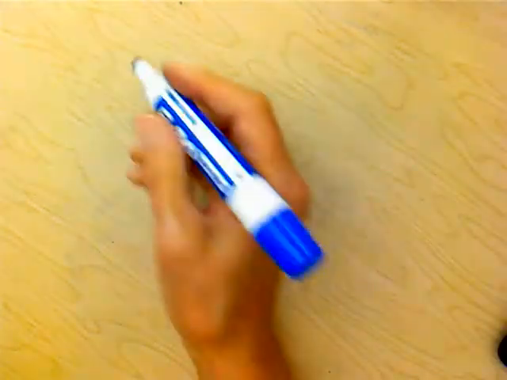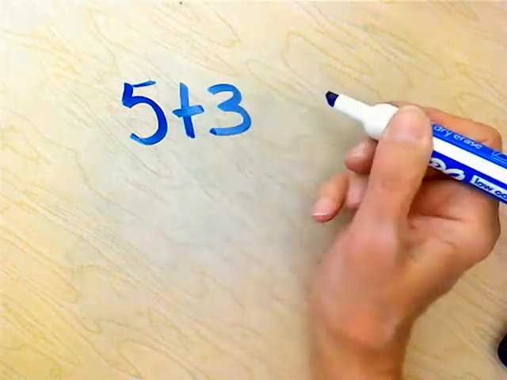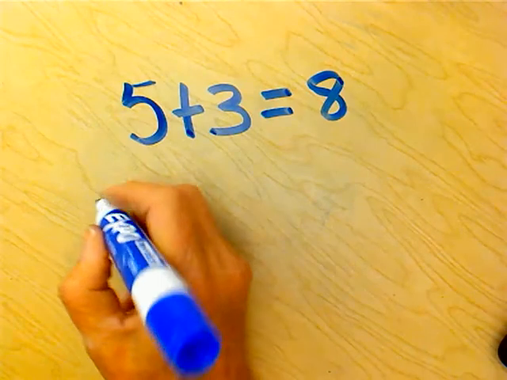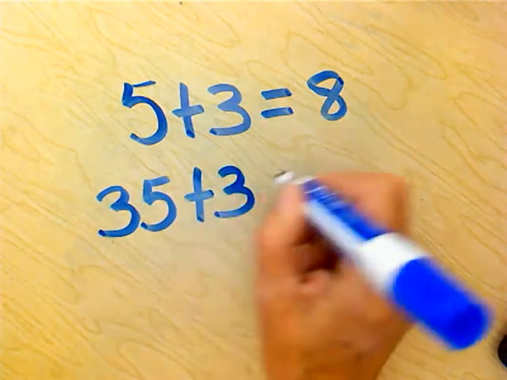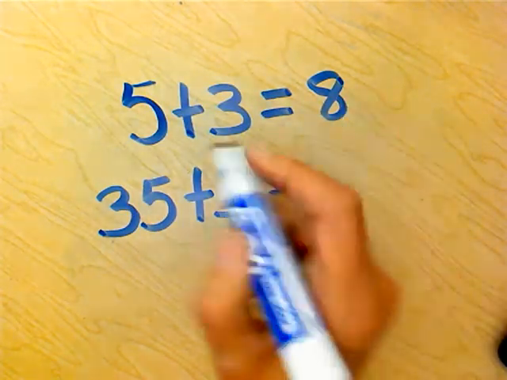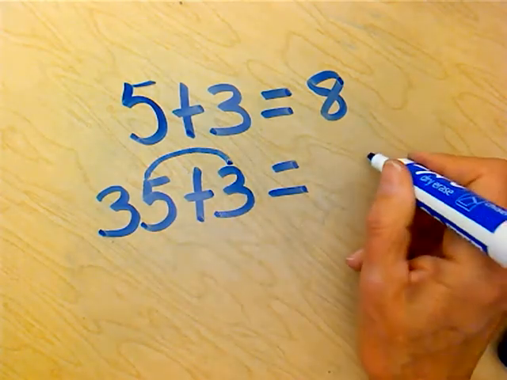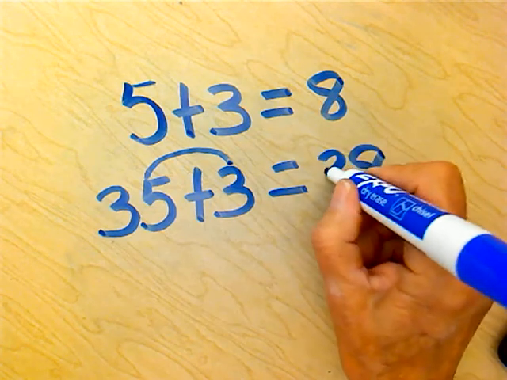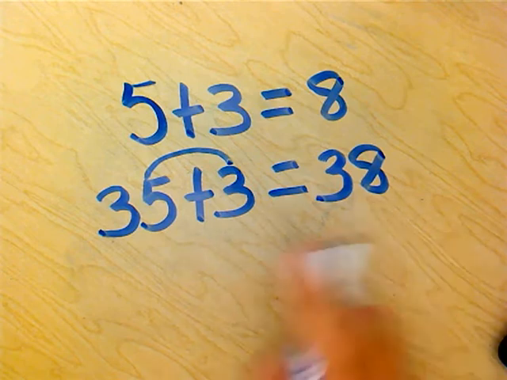Let's try another one. Let's do 5 plus 3. 5 plus 3 is equal to 8. What if I had 35 plus 3? What would that be? Well, I know that 5 plus 3 is equal to 8. I can use that basic fact to help me with my ones. And how many 10s do I have? I have 3. So that would be 35 plus 3 is 38.